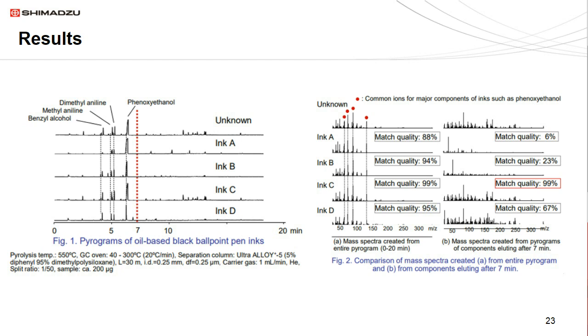It's difficult to differentiate these inks using only this library matching mass spectrum method because of the presence of these ions, 77, 94, and 138, which are from the phenoxyethanol. Thus, a second matching was necessary for the components eluting after the 7 minutes. Now we can see that there's a significant difference in the match quality observed based off the unknown inks and our ink A, B, C, D. So basing off our components after the 7 minute mark, we were actually able to match at a much higher rate and prove that our unknown was actually ink C.